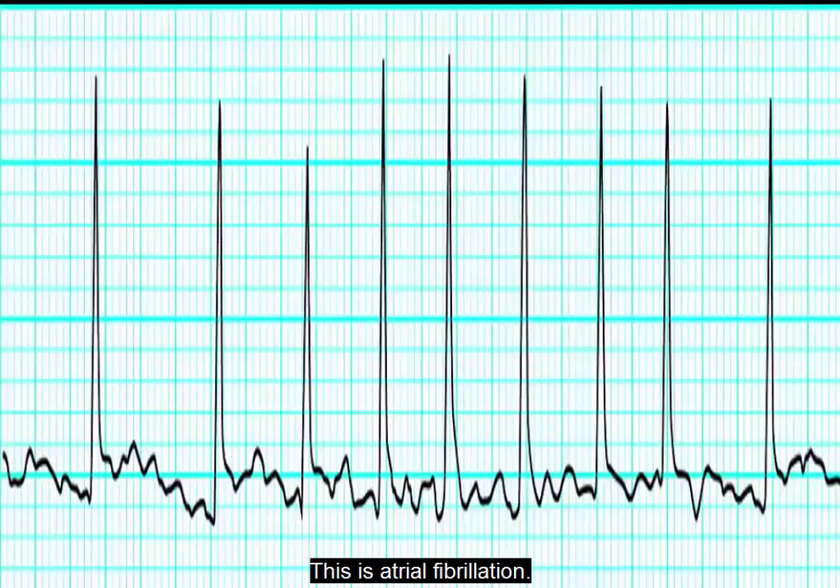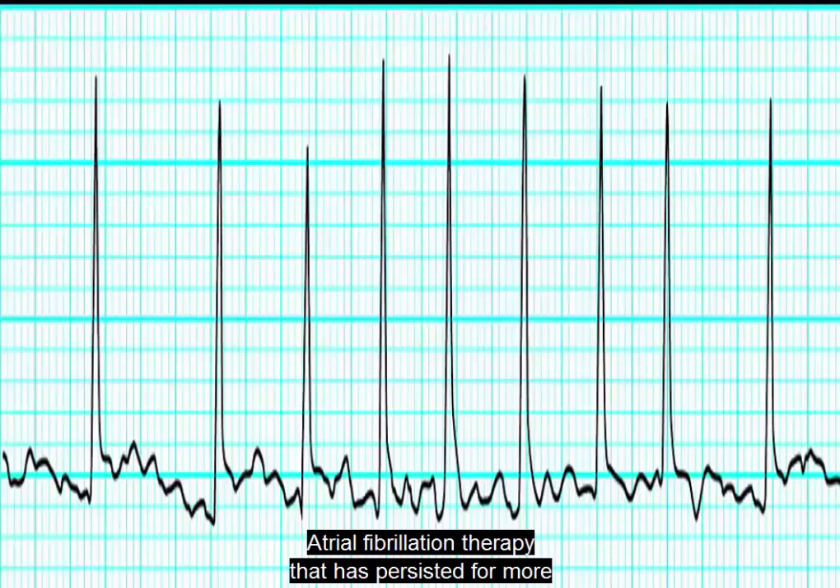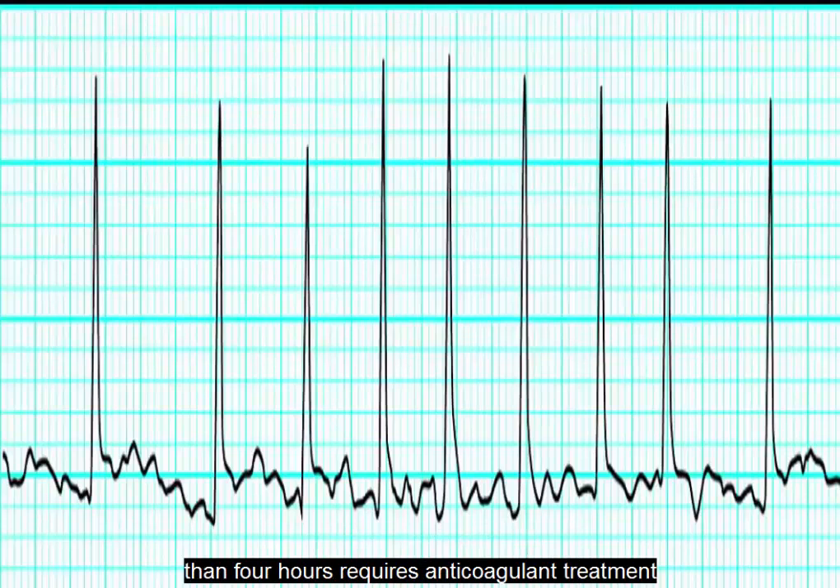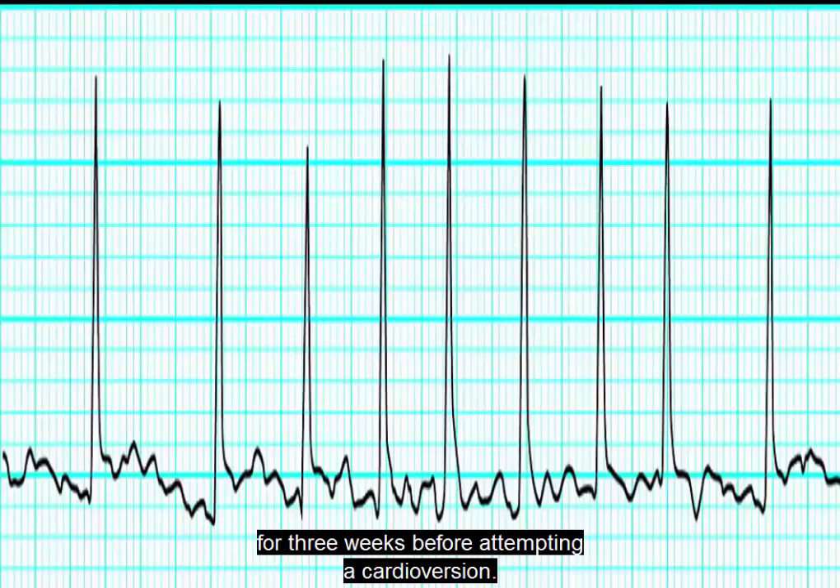This is atrial fibrillation. We think about what they are at risk for. Atrial fibrillation that has persisted for more than 48 hours requires anticoagulant therapy for 3 weeks before attempting a cardioversion. This is done to prevent embolization of clots from the atria.